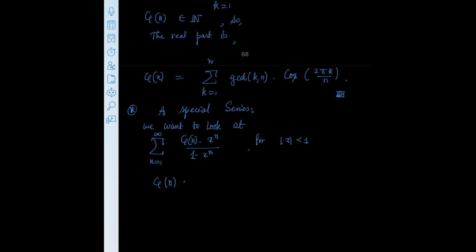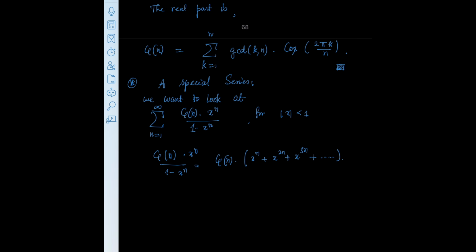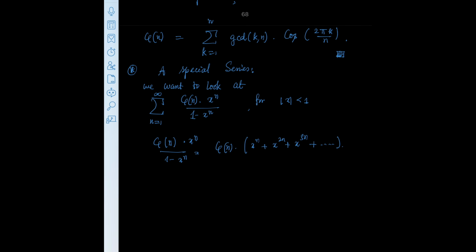Yeah, so look at a single term of this series. There is the nth term, this is phi n times x to the power n divided by 1 minus x to the power n. As mod x is strictly less than 1, you can write x to the power n by 1 minus x to the power n in this fashion: x to the power n plus x to the power 2n plus x to the power 3n up to infinity.